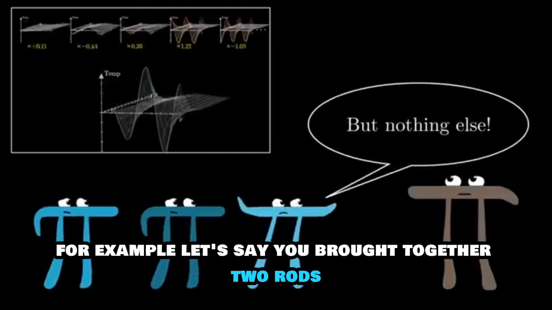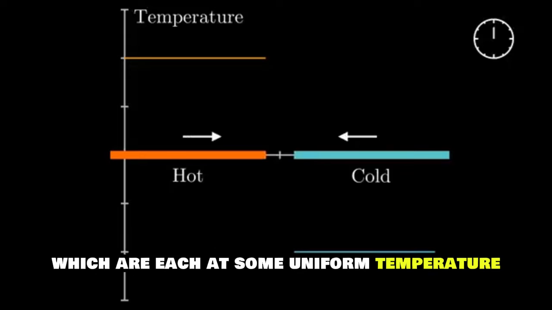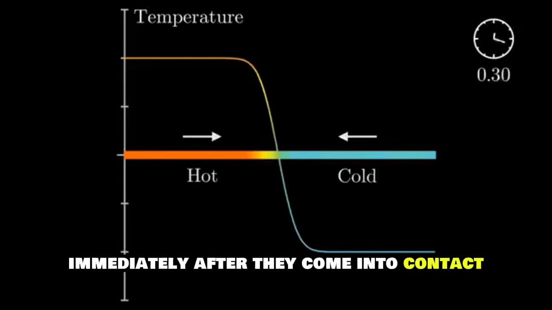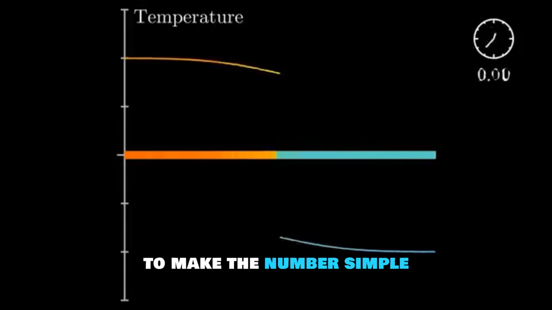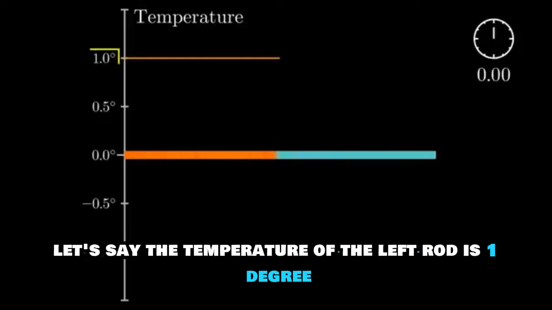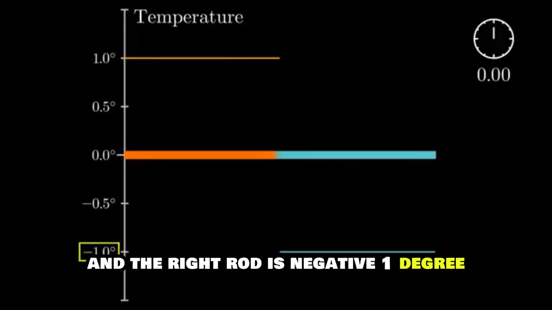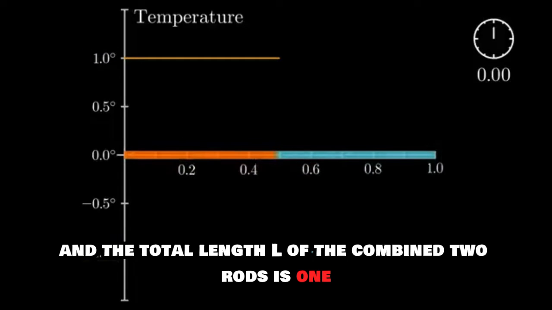I mean, for example, let's say you brought together two rods which were each at some uniform temperature, and you wanted to know what happens immediately after they come into contact. To make the number simple, let's say the temperature of the left rod is 1 degree, and the right rod is -1 degree, and that the total length, L, of the combined two rods is 1.